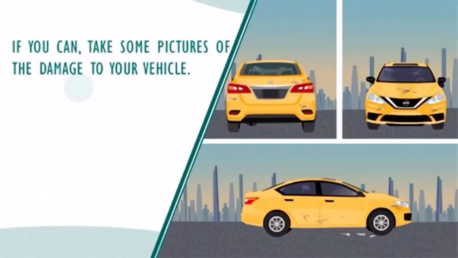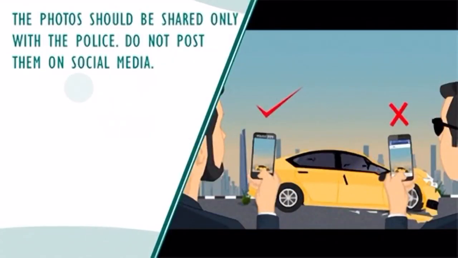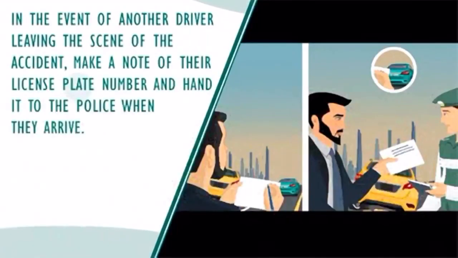If you can, take some pictures of the damage to your vehicle. Avoid taking pictures of the occupants of another vehicle or bystanders, as you may need permission to take photographs or videos of other people. The photos should be shared only with the police. Do not post them on social media. In the event of another driver leaving the scene of the accident, make a note of their license plate number and hand it to the police when they arrive.